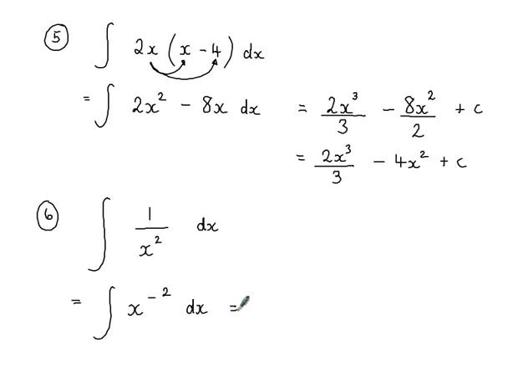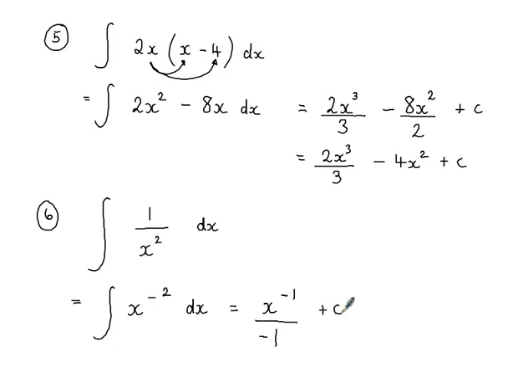So again, increase the power by 1 and divide by it. So increase minus 2 by 1 takes us to minus 1. Make sure you go in the right direction. All over minus 1, and then don't forget your constant of plus c.